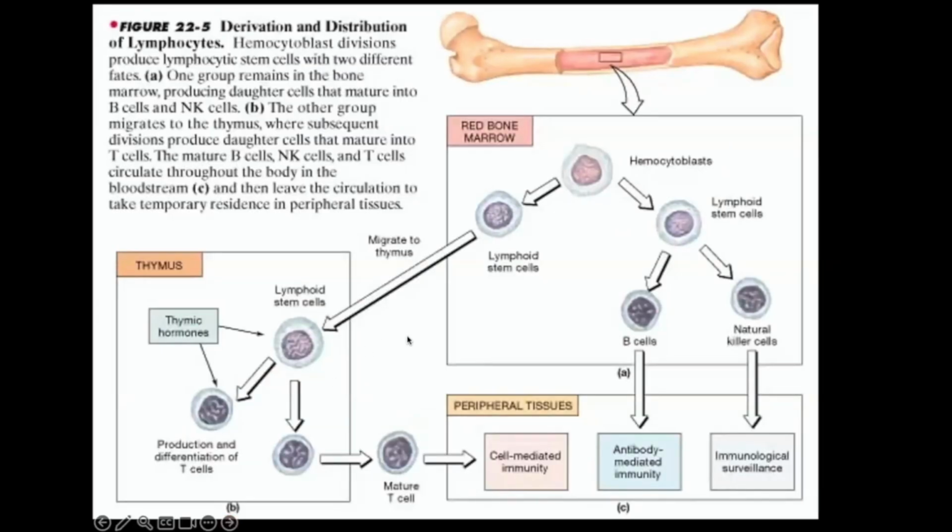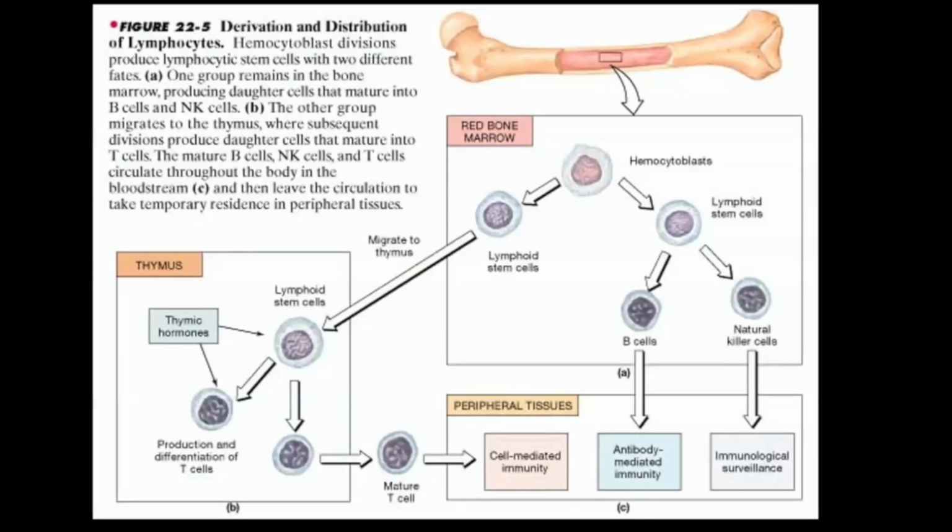Okay. So how are blood cells made? In red bone marrow, your red bone marrow produces these things called hemocytoblasts. Hemocytoblasts are pretty cool because they can develop into any kind of blood cell.